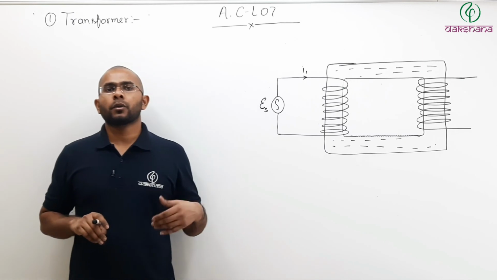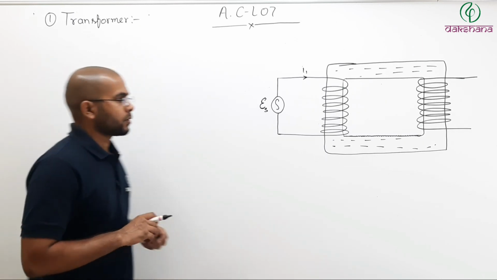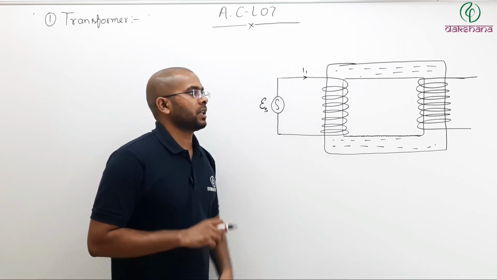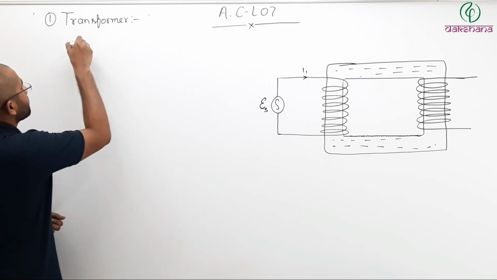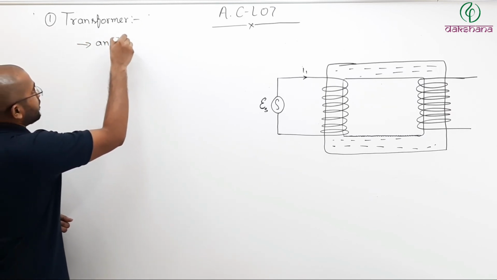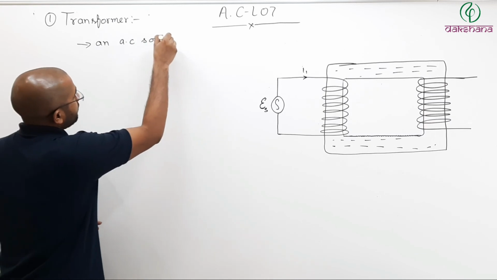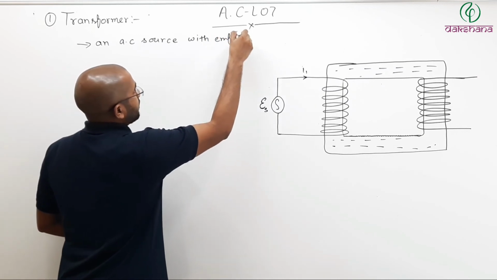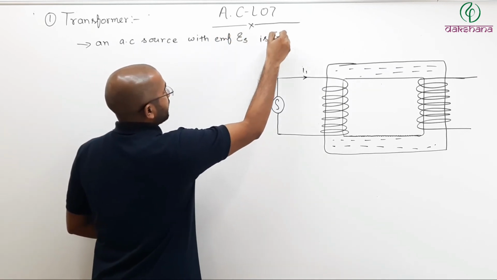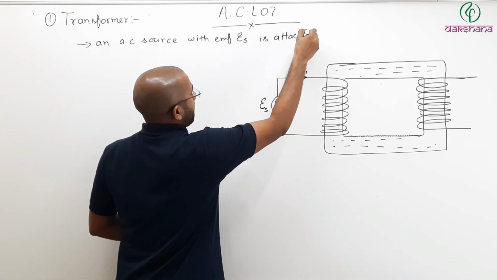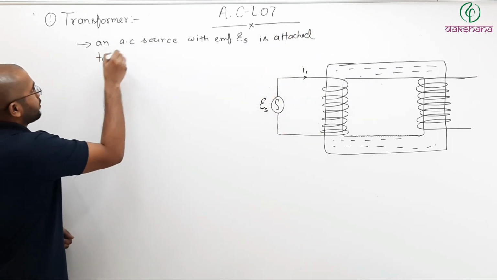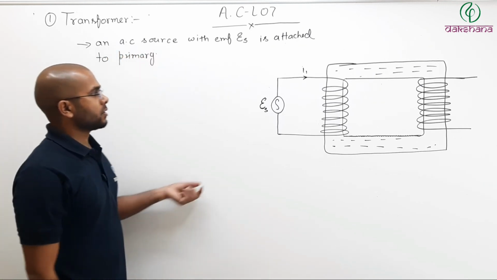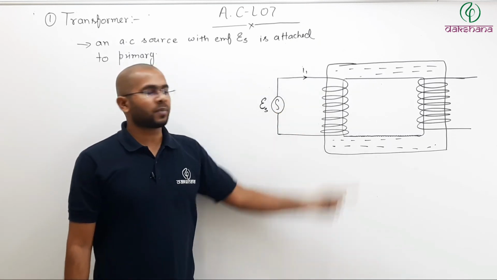Now let us talk about how your transformer actually works. Here I have attached an AC source across the primary coil. So what you can say is an AC source with EMF ES is attached to the primary coil. I have just attached an AC source whose EMF is ES across the primary coil.